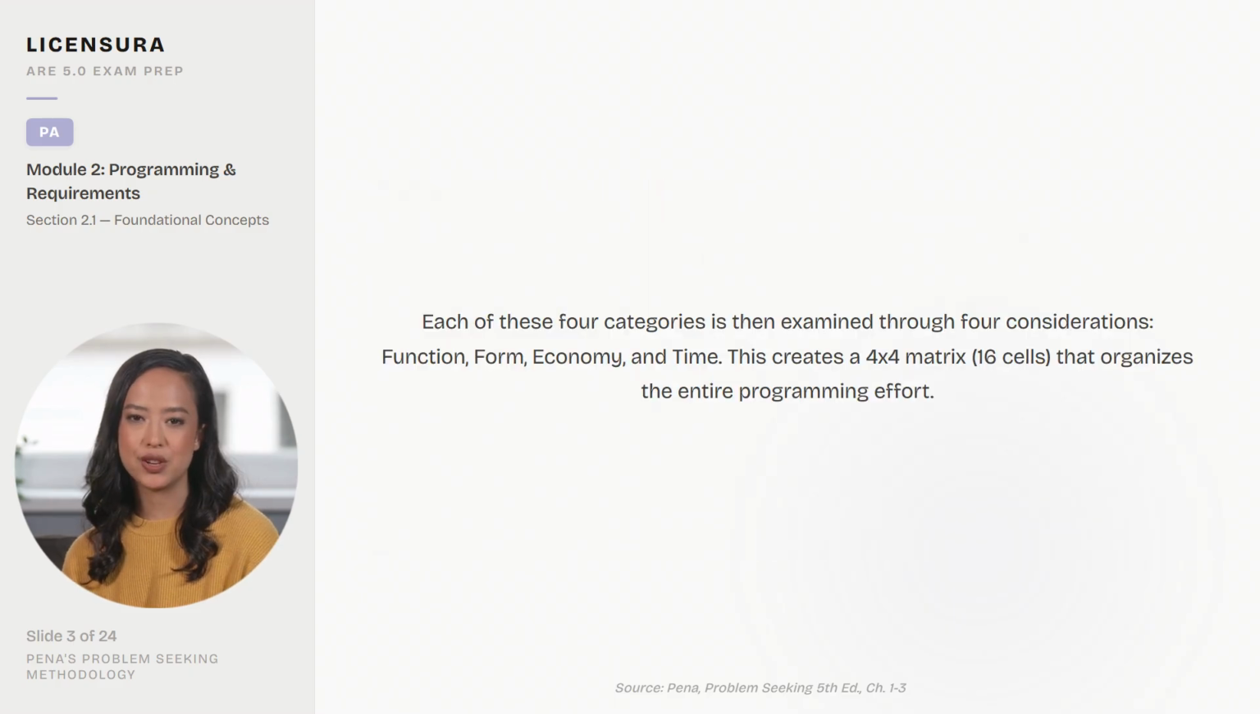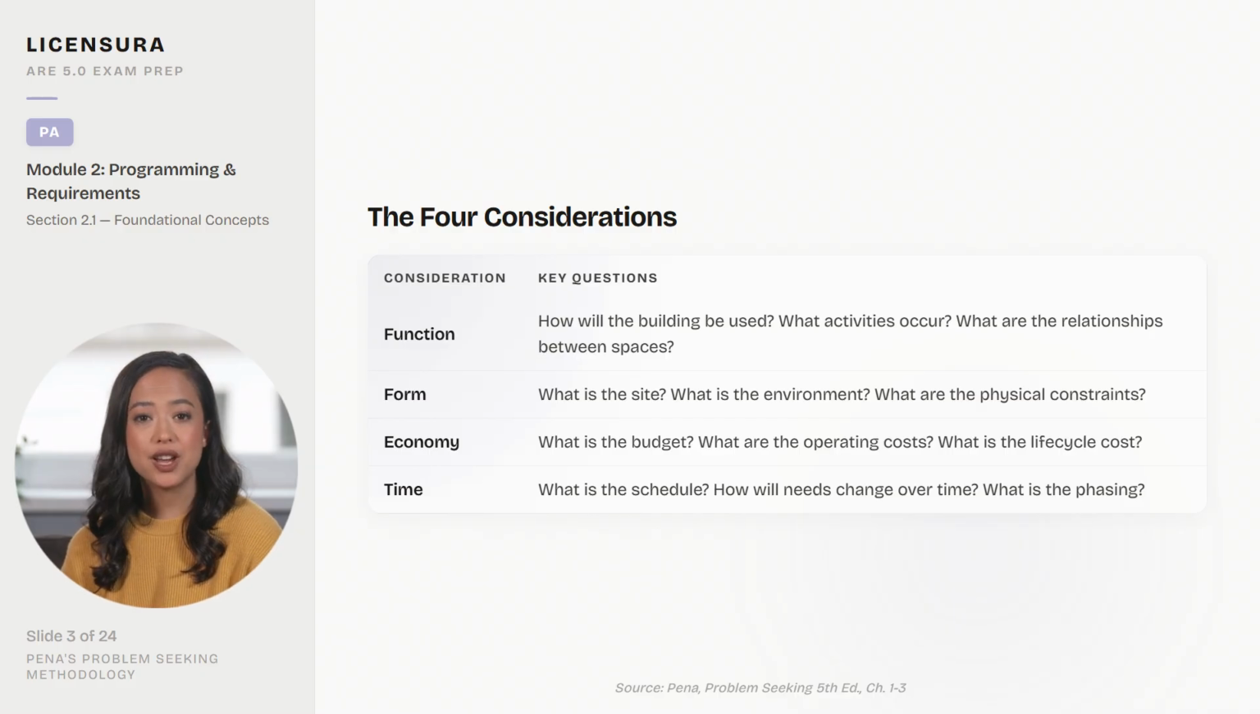Each of these 4 categories is then examined through 4 considerations: function, form, economy, and time. This creates a 4x4 matrix, 16 cells, that organizes the entire programming effort. The 4 considerations on screen expand each programming category into specific lines of inquiry. Function asks how the building will be used and what activities occur.